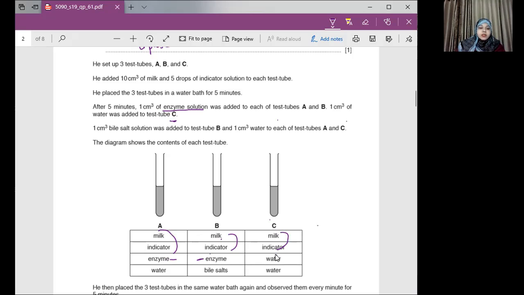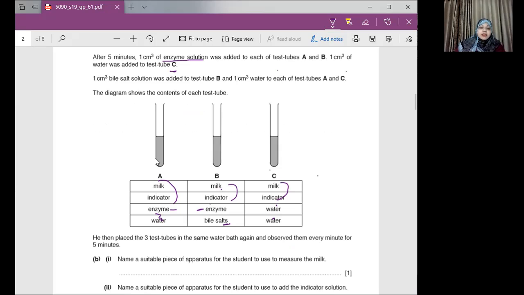After this, 1 centimeter cube of bile salt solution was added to test tube B, and 1 centimeter cube of water to each of the other test tubes. It means the remaining 2 test tubes are getting water. Okay. Now, he then placed the test tubes in the same water bath again and observed them every minute for 5 minutes. Name a suitable piece of apparatus he used to measure milk.